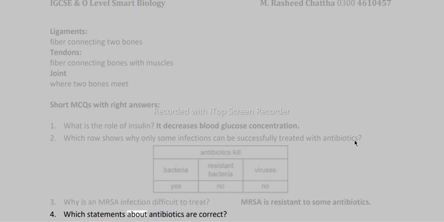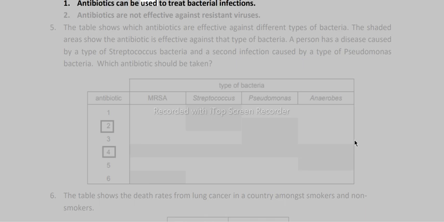4. Which statements about antibiotics are correct? 1. Antibiotics can be used to treat bacterial infections. 2. Antibiotics are not effective against resistant viruses.